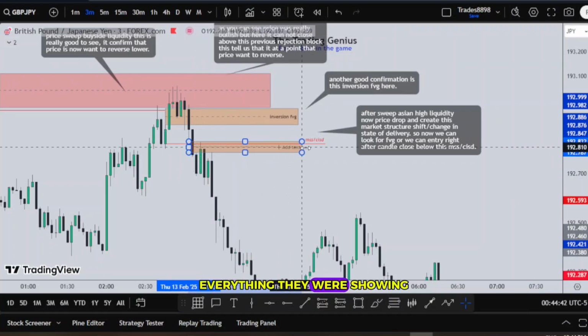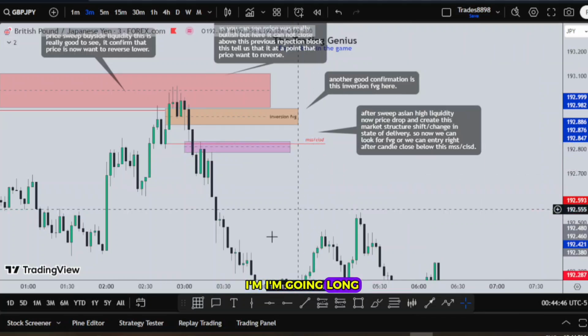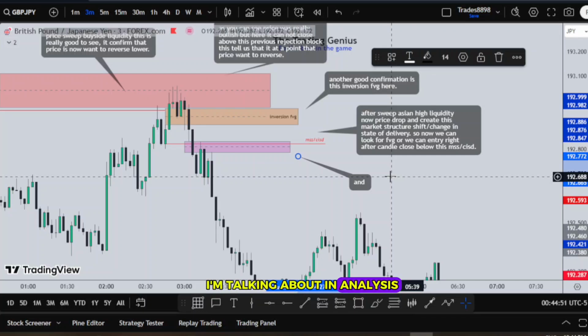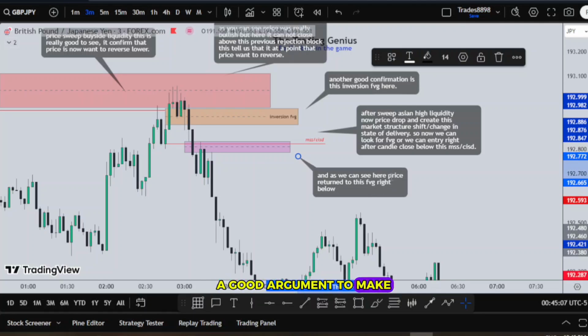When everything they were showing, I'd say, okay, what are you doing? Well, I'm going long in euro. Why the fuck are you going long in euro when I'm talking about in the analysis that we're going down to these levels here, and it's going to those levels? But they're arm wrestling me, saying they can't get it to work because they're going against what I'm telling them is going to happen in the marketplace. Is that sound logic? Is that a good argument to make? No, it's not. And it's tiresome.